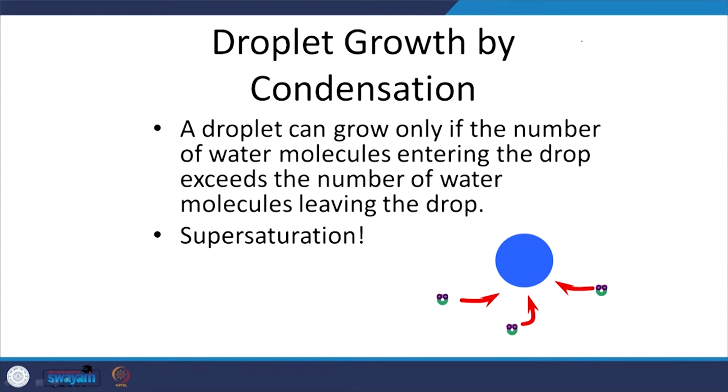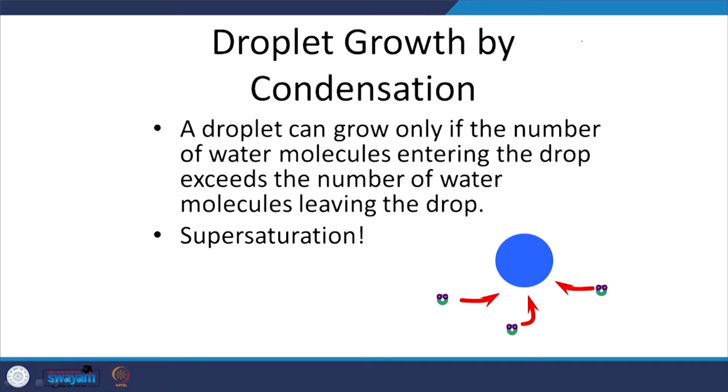So, droplet growth by condensation. A cloud droplet can grow only if the number of water molecules entering the droplet exceeds the number of water molecules leaving the drop, obviously. At any given point, this droplet is in the ambience of the atmosphere, and the atmosphere exists at a particular temperature.